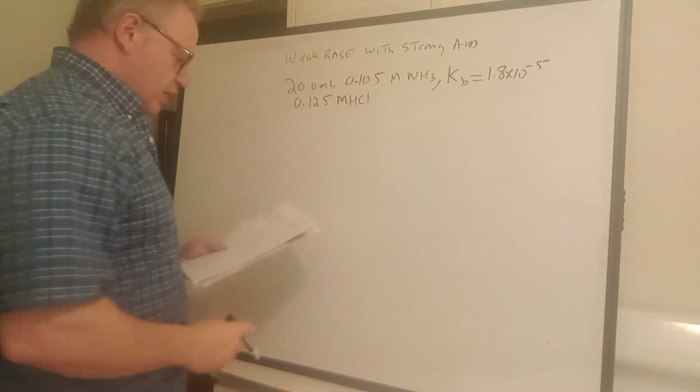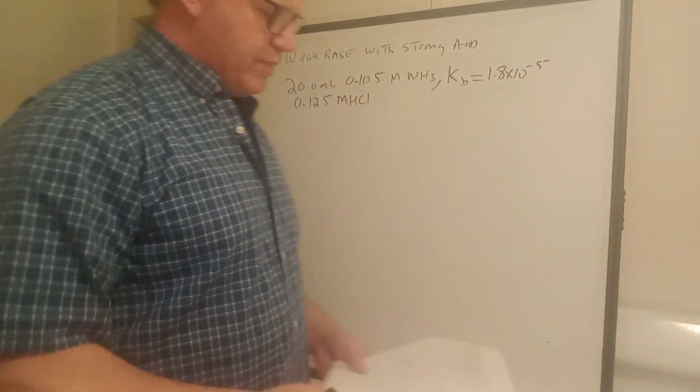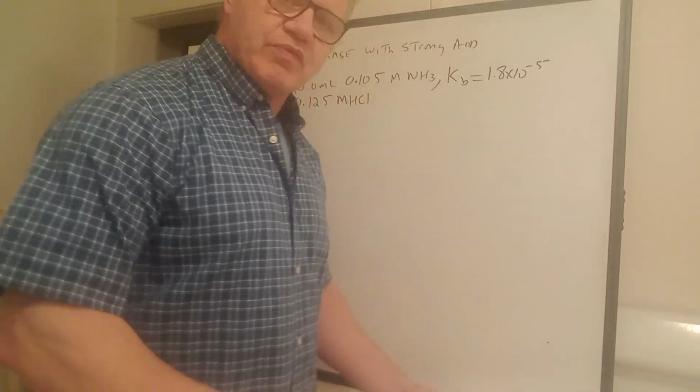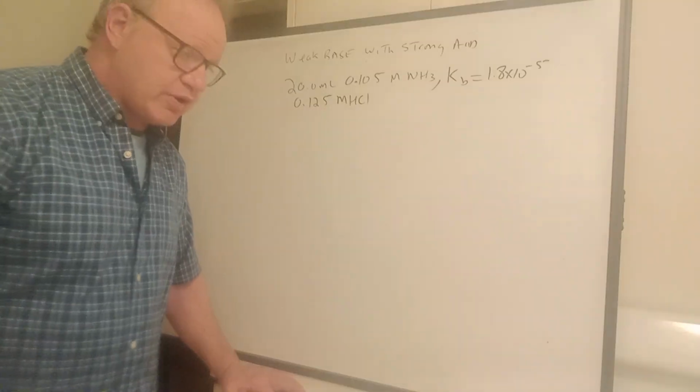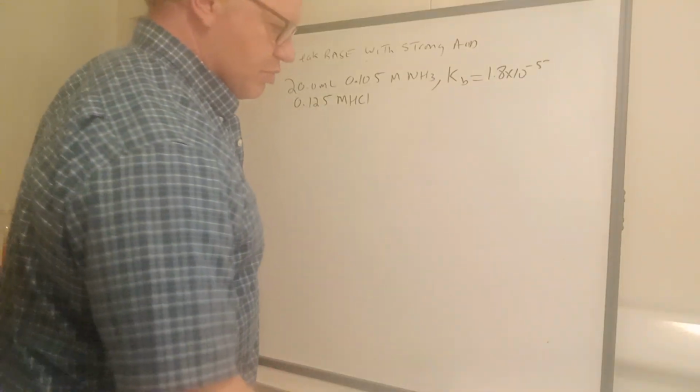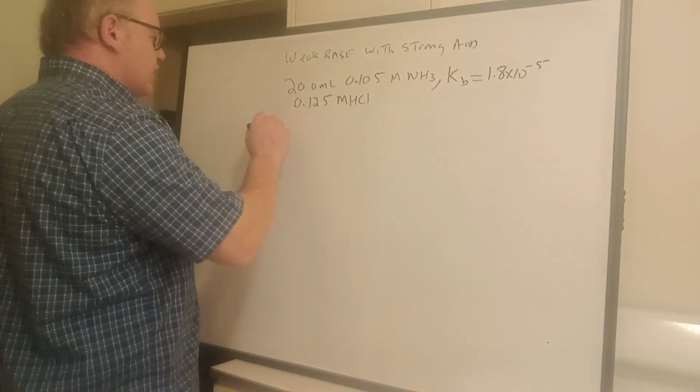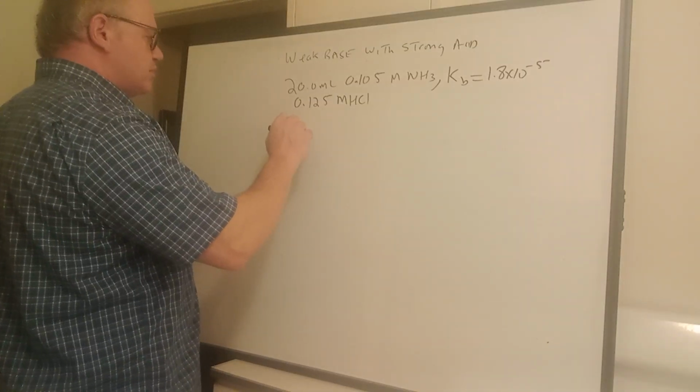So we're given that. On the test, you'll have a table, or it will be written in the problem, what the Ka and Kb values are. You don't have to memorize any of them. That's just a waste of brain space. So we have the initial pH.